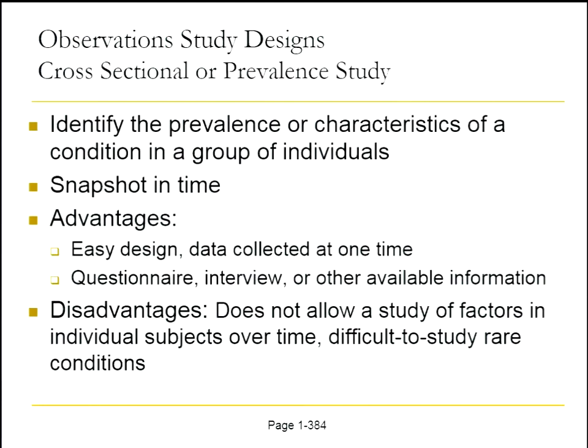That usually requires substantial amounts of time and much larger populations. And then lastly, of the observational study designs, the easiest is a cross-sectional or a prevalence study, and that is a snapshot in time. We send out a survey to you, you respond today, and we have all the data that we need to collect. It's easy, with data collected at one time, generally by questionnaire, interview or some other information. The disadvantage is that it doesn't allow us to assess things over a time period, and unless we have incredibly large populations, it is difficult to study rare conditions.